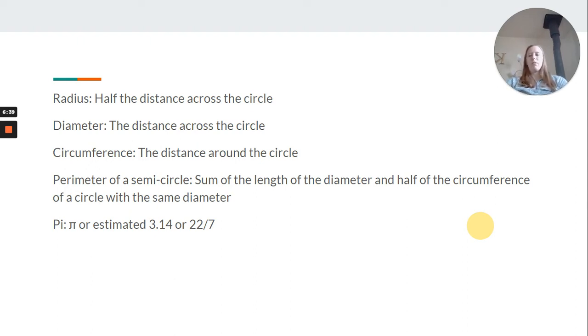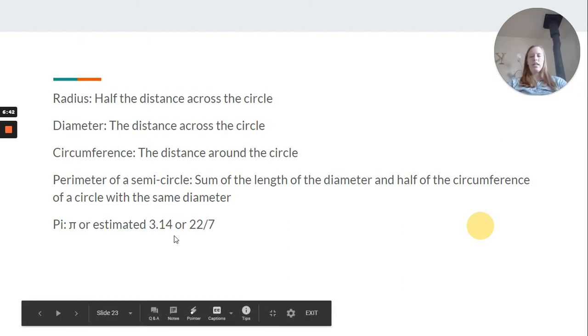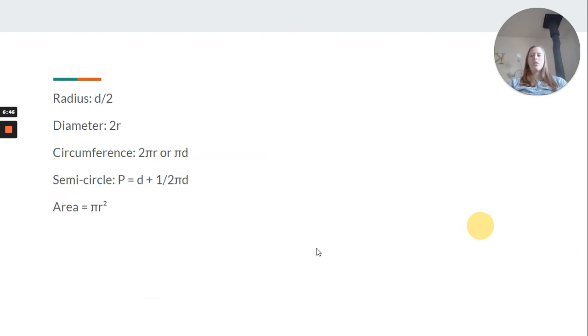Remember, pi is abbreviated with that little symbol, and it's estimated at 3.14 or 22/7. So formulas: to find the radius, it's diameter divided by 2. Diameter is 2 times radius. Circumference can be found using 2 pi r or pi times the diameter. The perimeter of a semicircle is d plus half times pi times diameter. Area of a circle is pi times the radius squared.